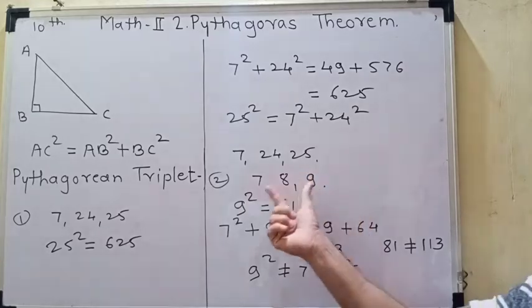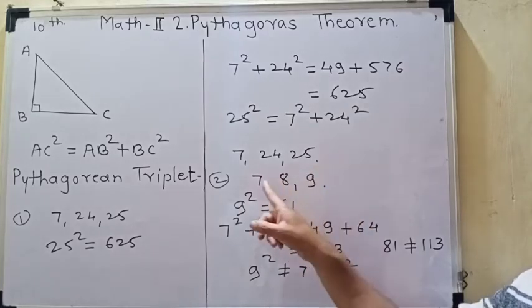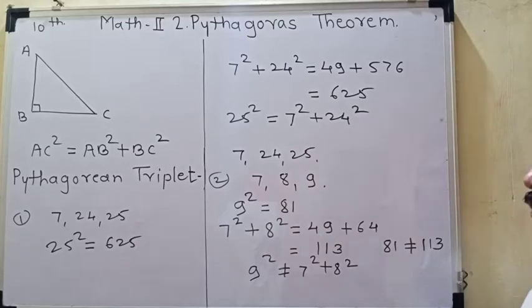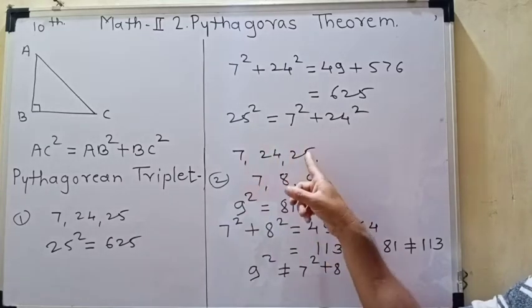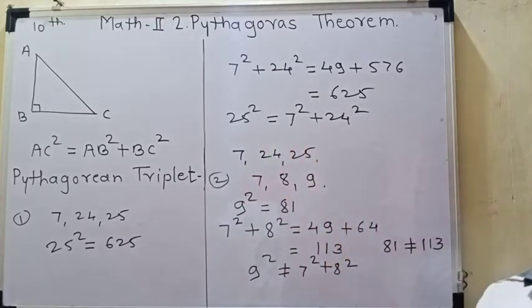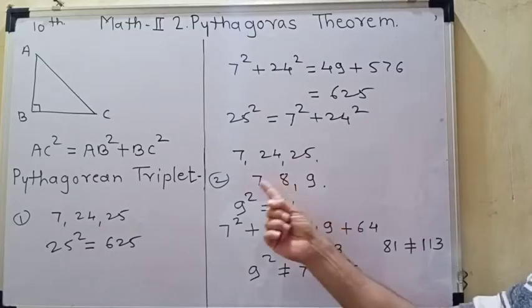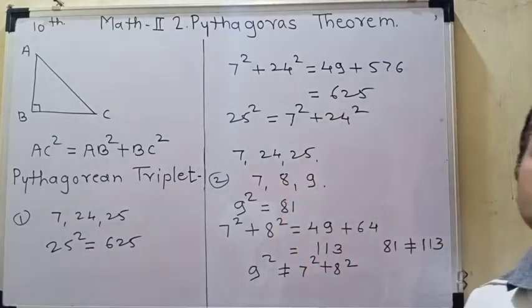That means these are not sides of a right angle triangle. 7, 24 and 25 are the sides of a right angle triangle. Here 7, 8 and 9 are not the sides of a right angle triangle.